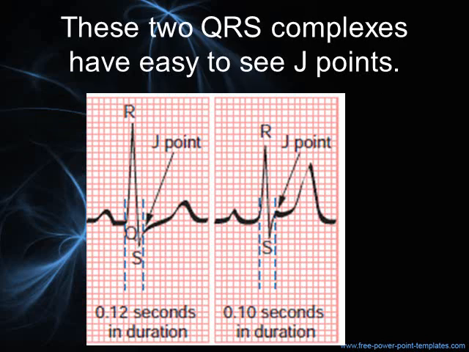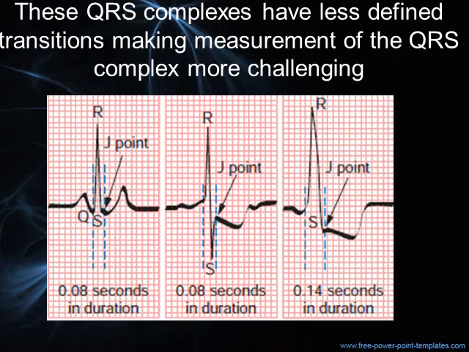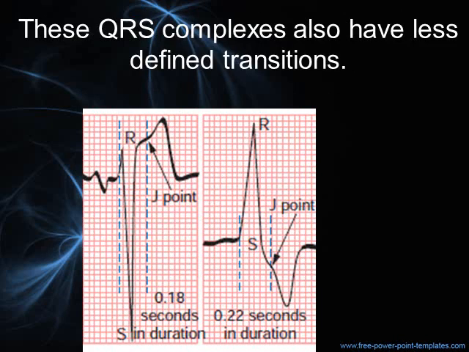These two QRS complexes have easy to see J points, so it is easy to measure the QRS duration. But these two QRS complexes have less defined transitions, which makes measurement of the QRS duration more challenging. And these QRS complexes also have less defined transitions.